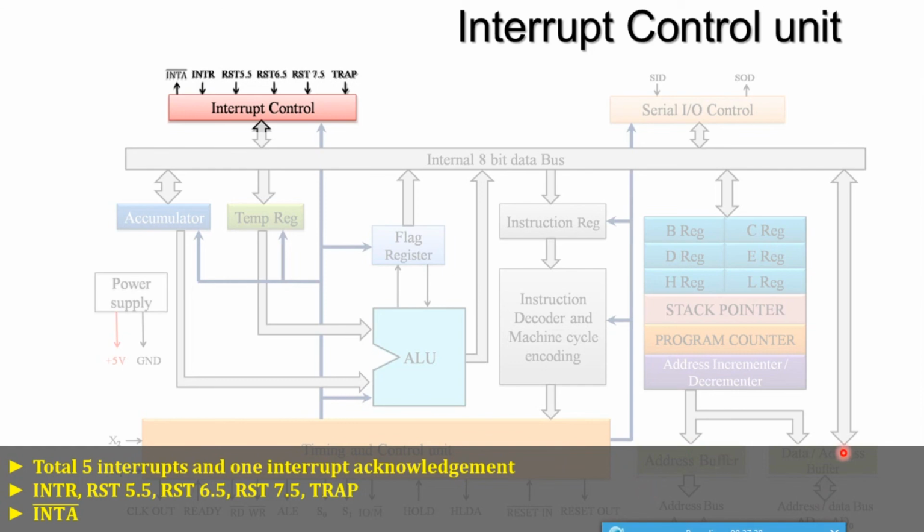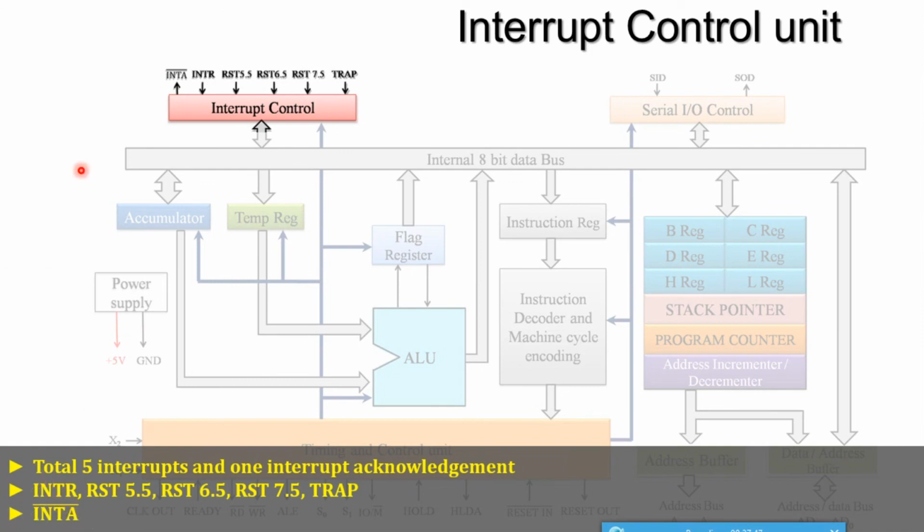Next, there are 5 interrupts available: INTR, RST 5.5, RST 6.5, RST 7.5, and TRAP. There is one acknowledgement signal, INTA, for the interrupt signals. All 5 interrupt signals are incoming to the 8085. Interrupt acknowledgement is outgoing from the 8085.